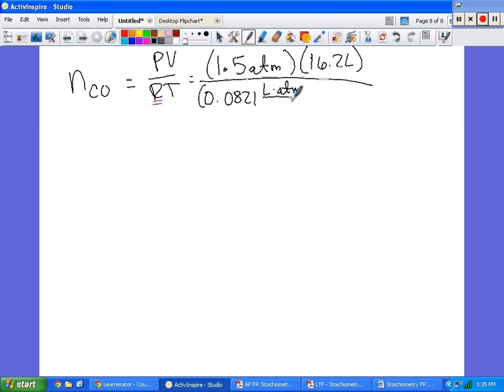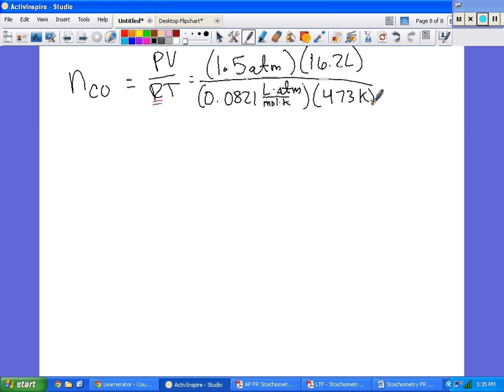Okay? Does that make sense? Consult your formula sheet. Liters times atmospheres over moles times Kelvin. And then finally, there's something different about our temperature. What's wrong with the temperature? It's in Celsius, and you must convert it to Kelvin. How do you do that? Add 273, which makes it, what, 473? Is that right? Okay, 473 Kelvin.